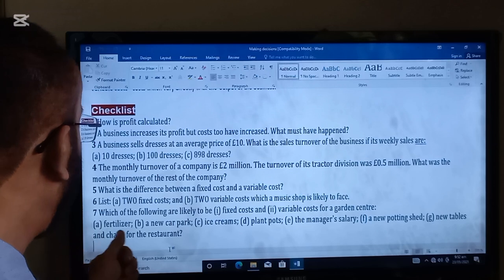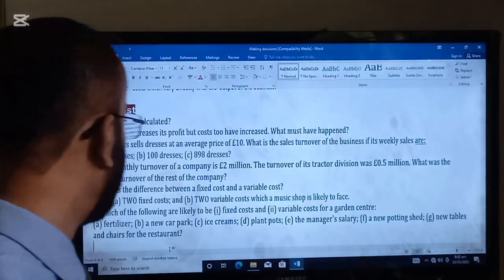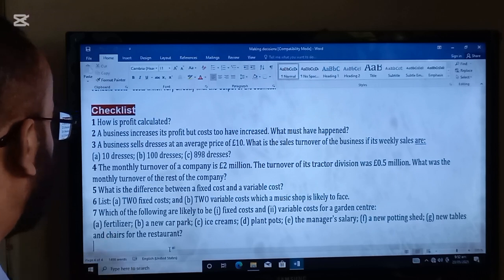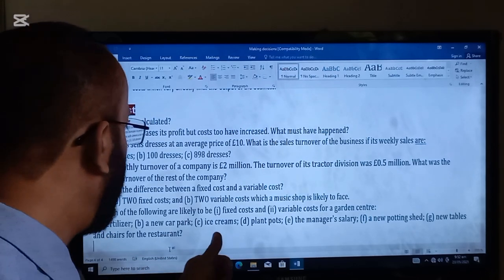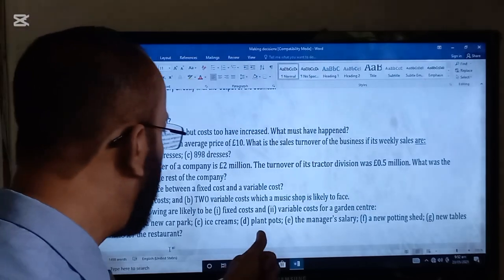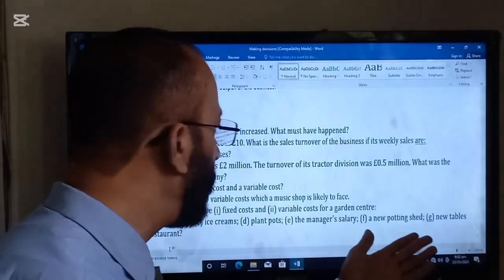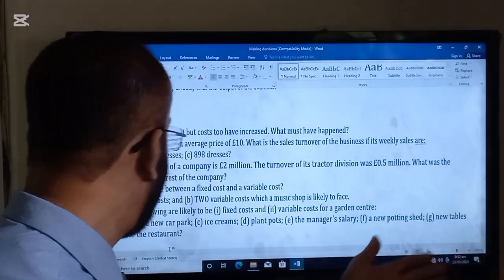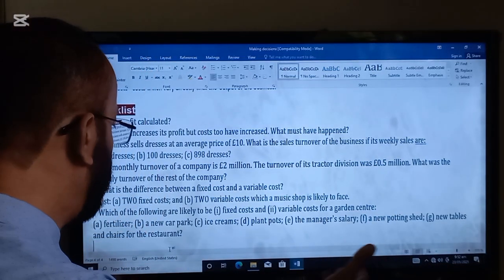The next question is, which of the following are likely to be fixed costs and variable costs for a garden center? Fertilizer, a new car park, ice creams, plant pots, the manager's salary, a new potting shed, new tables and chairs for the restaurant. So this is very important.